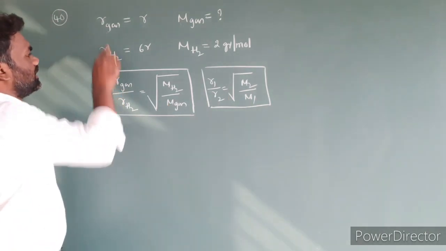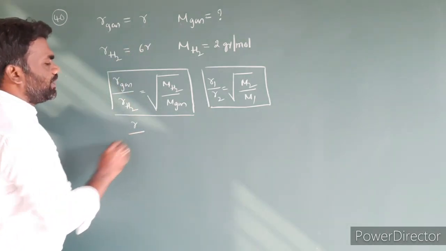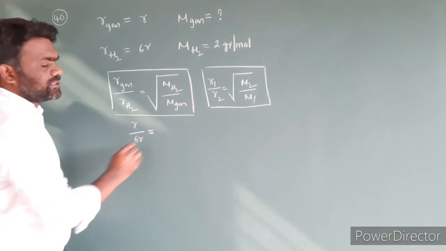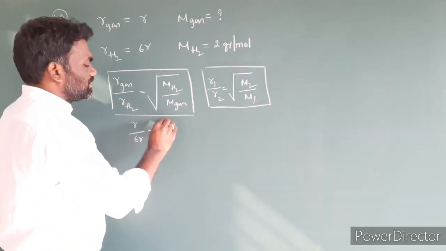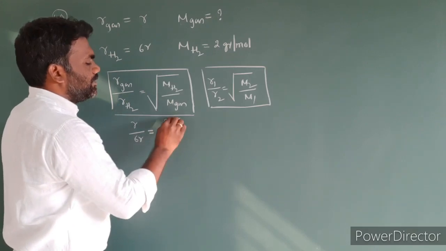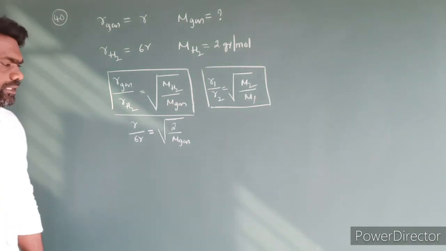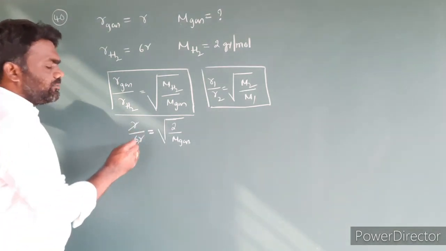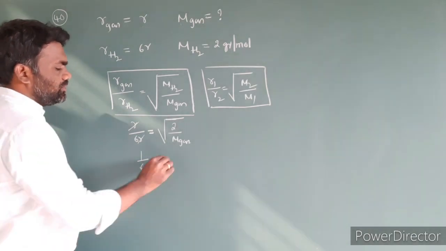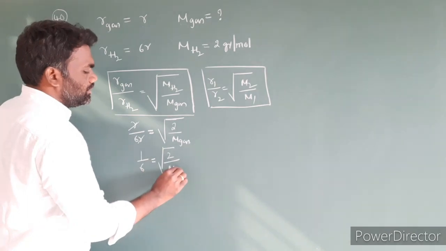So substitute what is given. The rate of diffusion of unknown gas is R. The rate of diffusion of hydrogen is 6R. So R by 6R is equal to square root of molar mass of hydrogen, 2 grams, by molar mass of unknown gas, which we have to calculate. Here R will get cancelled. Then we get 1 by 6 is equal to square root of 2 by M.